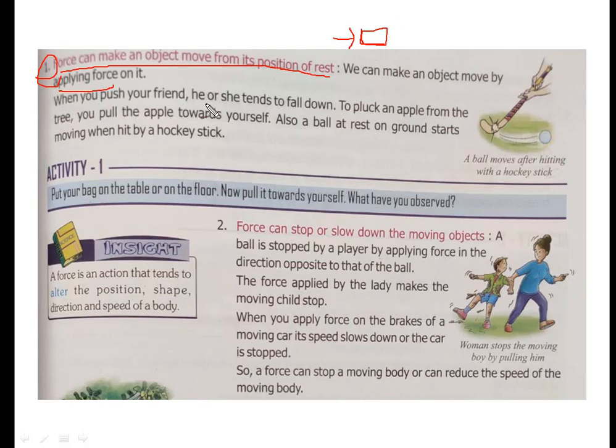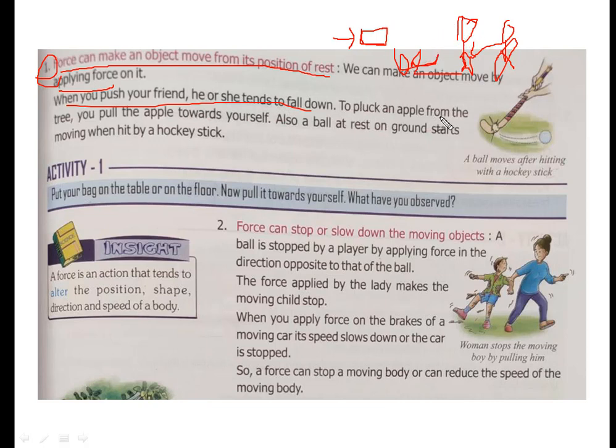When you push your friend, he or she tends to fall down. Suppose this is you, standing. It doesn't look like you, it looks like an alien, but consider this is you. This is your friend. Both of you are standing. So your friend, the bigger one, will push you. What will happen? You might fall down. So he or she pushed you so that you fell down. Now he or she might fall down or might not fall down.